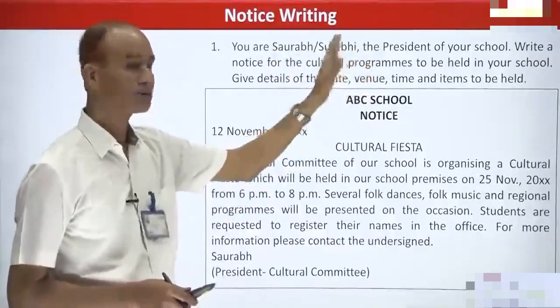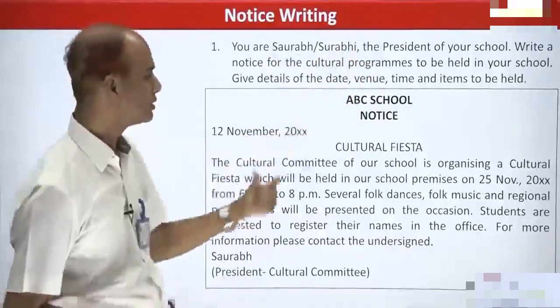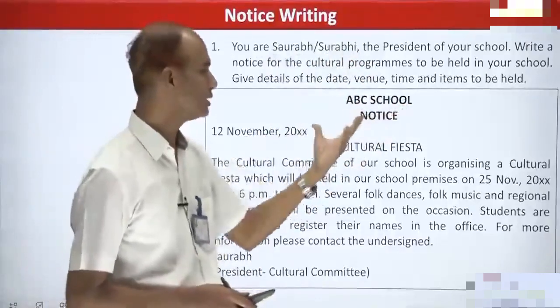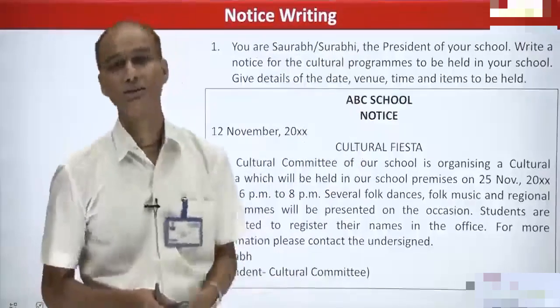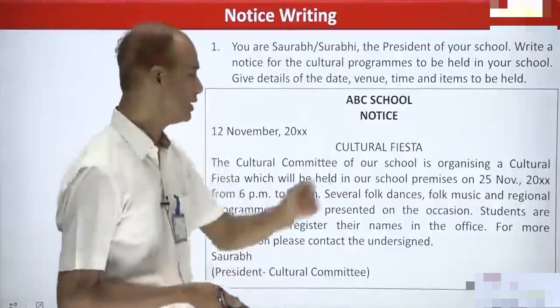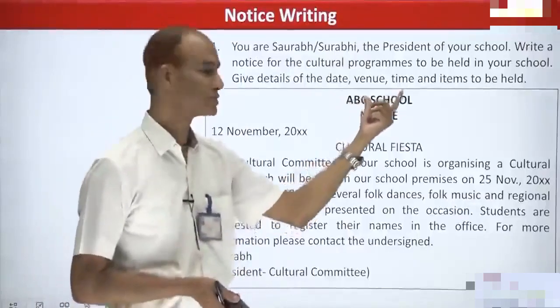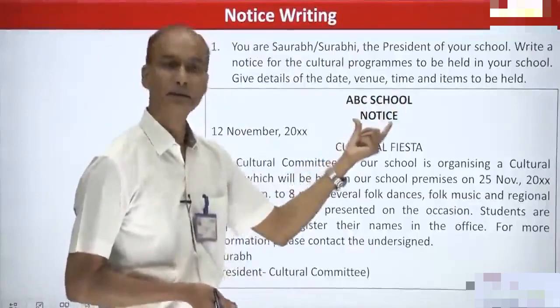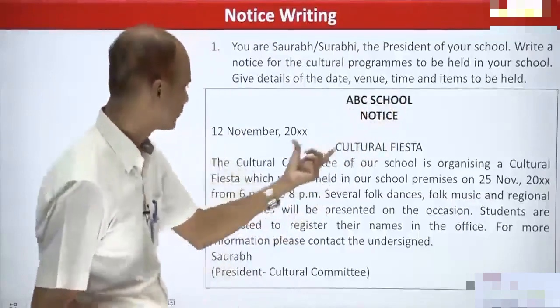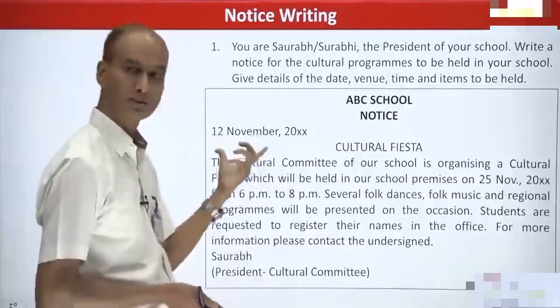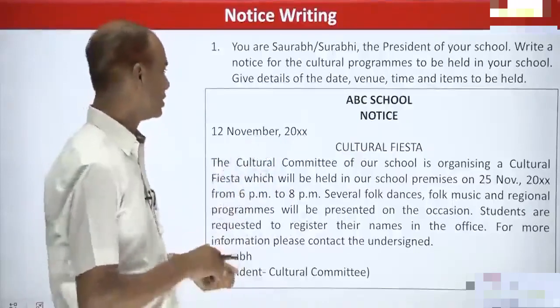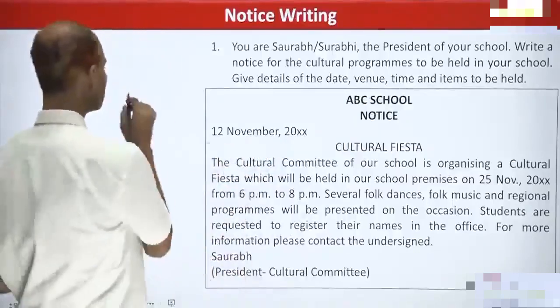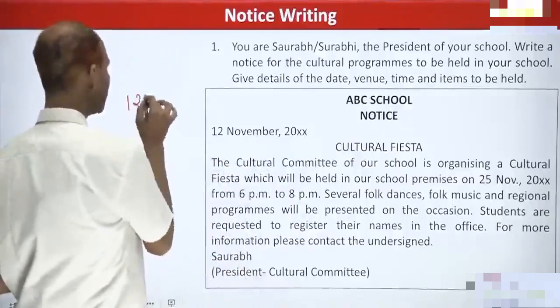The name of the school is not given, so what we are doing is just imaginary. We have to invent the details in such a case if something is not given. So here we are writing the name of the school, ABC School. Then notice, of course. Then the date. This is the way we write. Okay, so here is one thing that you should remember, you should avoid this thing.